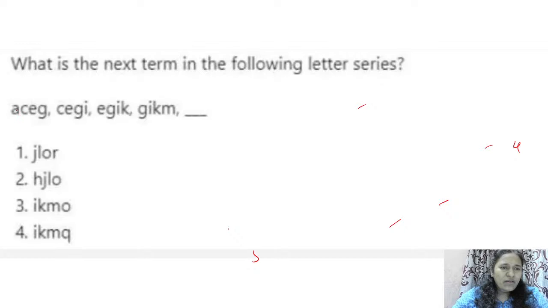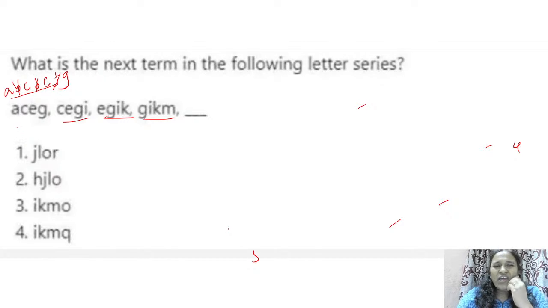Here see, A, C, E, G. How is it coming? After A, actually B should be there, but they are skipping B. Now C is given. After C, actually D should come, but they are skipping D. They are giving E. That means they are taking every alternate letter. B is skipped, C is coming. D is skipped, E is coming. F is skipped, G is coming. All will be like that only.